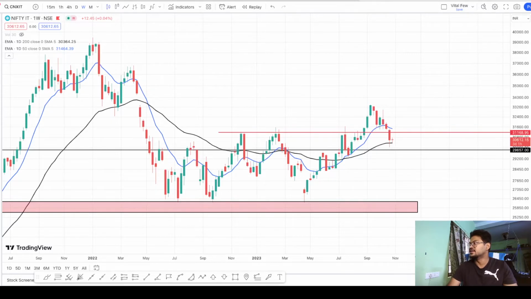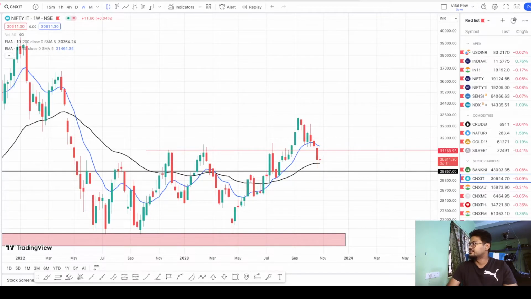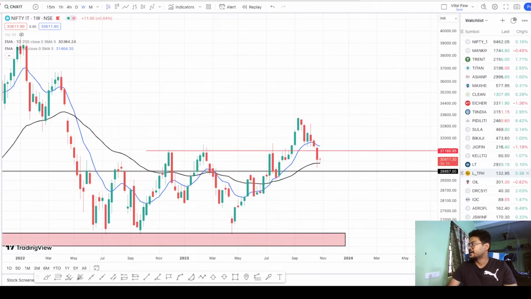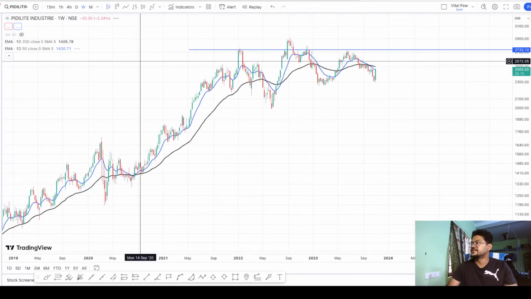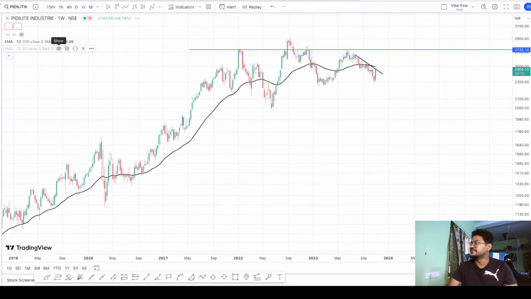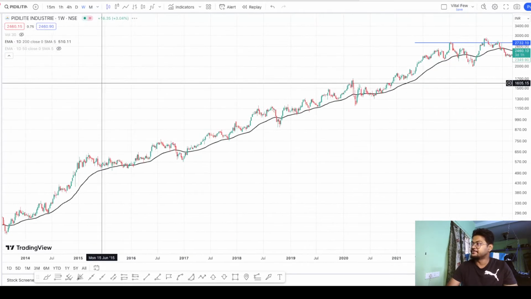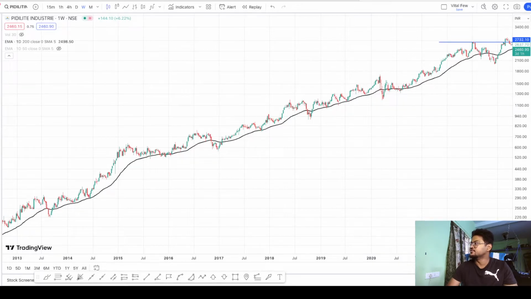I will also give the example of one more individual stock. Let me go to the watch list, and let's take Pidilite Industries. Here is Pidilite Industries, and I will first of all hide the 50 days moving average, and we can see that Pidilite Industries has been consistently using the 200 days moving average as its support. Consistently, without a fail.